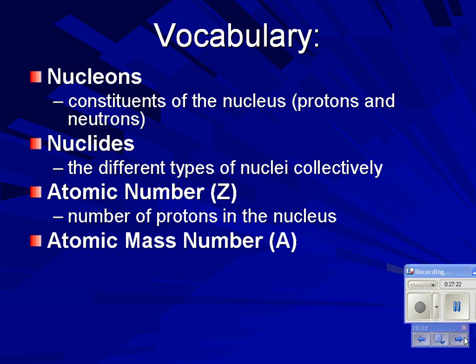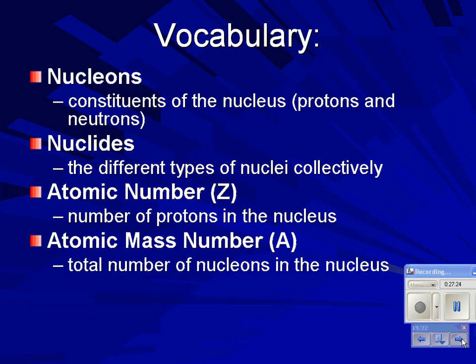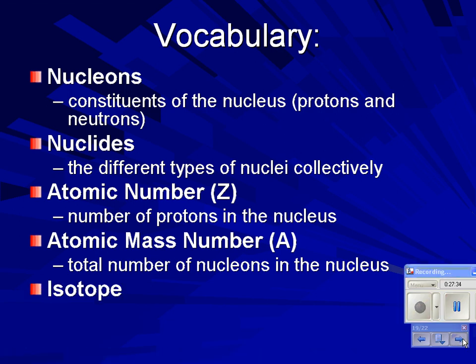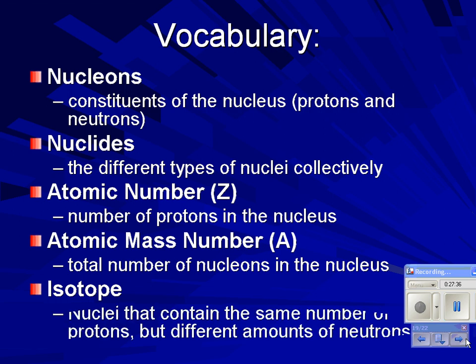The atomic mass, A, is the total number of nucleons in a nucleus. The protons and the neutrons make up the atomic mass. Which leads us to our next vocab word, which is isotope. What the heck is an isotope? If you have nuclei that have the same number of protons, which means they are the same element, but they have different numbers of neutrons, those are different isotopes of that element.